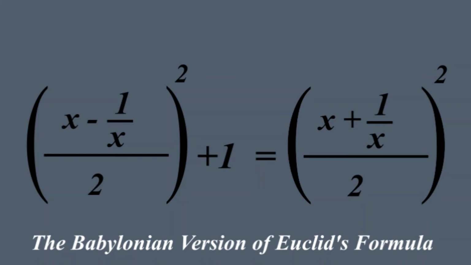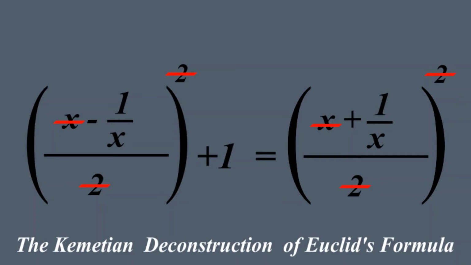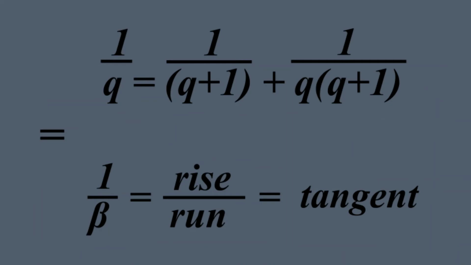The Babylonians used a reciprocal table to find suitable values for x and the reciprocal of x. But trigonometrically, the reciprocal of x as cosine is the secant, which is what they were looking for in the first place. The Kemetians simply and cleverly dispensed with x as base in the Babylonians' interpretation of Euclid's formula.